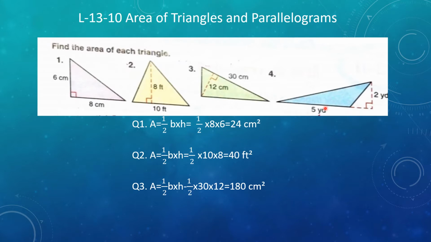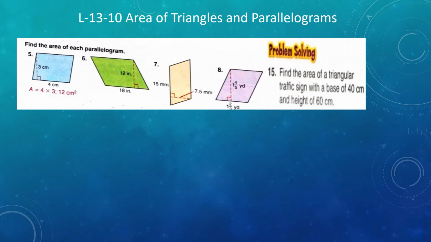In the question number 4, what is the base in this one? You can see 5 and what is the height? 2. Then 5 multiplied by 2 and half. You can see in this one half 5 into 2. 2 is cancelled with this 2. And what is your answer? 5 yard square.